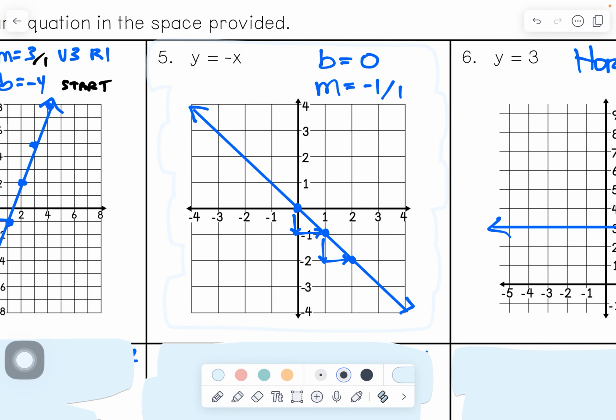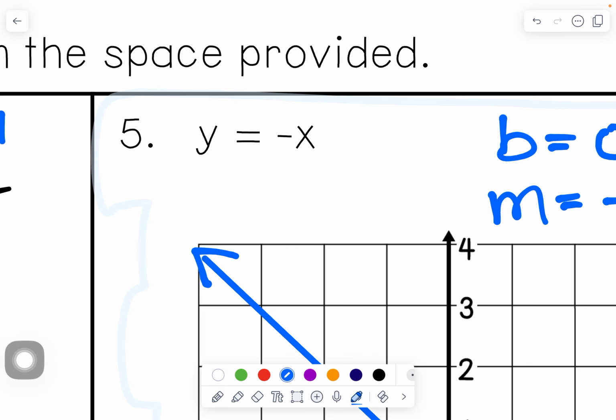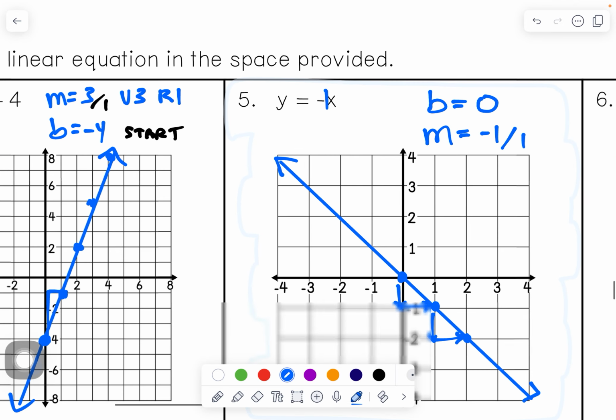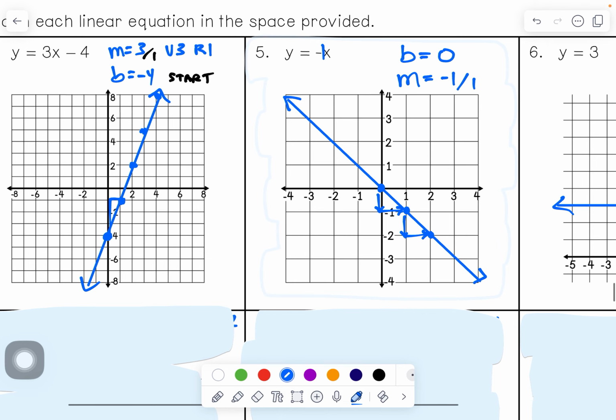Okay, so in this case, there was no b written, so it's just 0. So we'll start at the origin. And my m value is -1. So even though the -1's not written there, remember that the coefficient for x is always 1. All right, so a little curveball there with that one. So I put my b value at 0. I go down 1, right 1, down 1, right 1 as many times as I want. And then I draw my line.